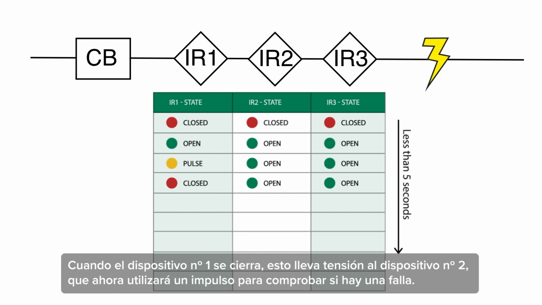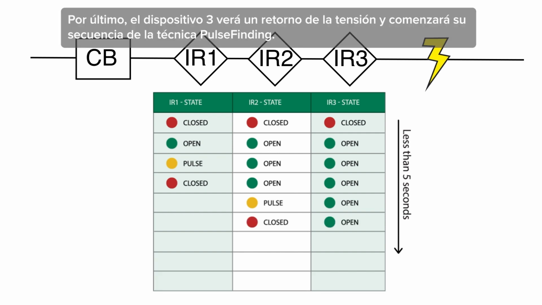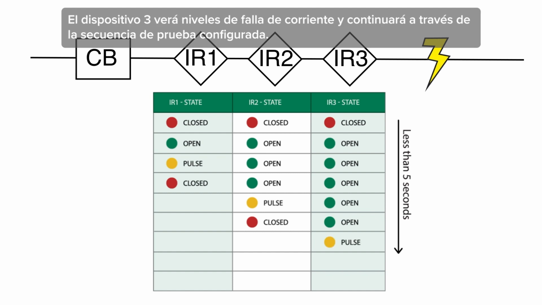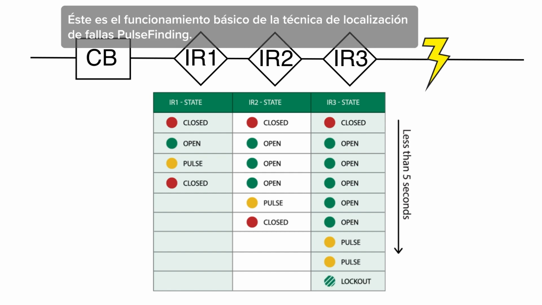When device number 1 closes, that brings voltage to device number 2, which will now use a pulse to test for a fault. Again, because there is no fault between devices 2 and 3, device 2 will close. Finally, device 3 will see a return of voltage and begin its pulse-finding technique sequence. Device 3 will see fault levels of current and continue through the configured test sequence. If the fault is persistent, device 3 will lock out. That is the basic operation of the pulse-finding fault location technique.